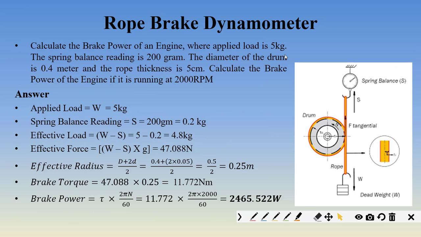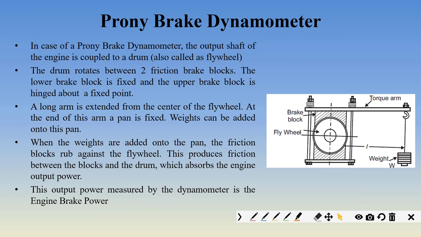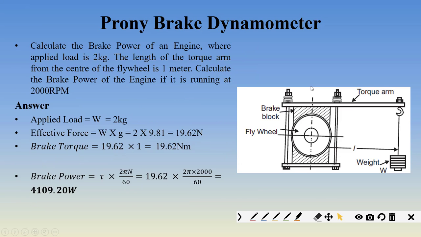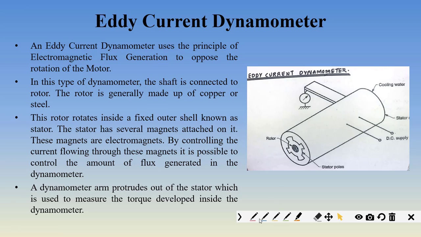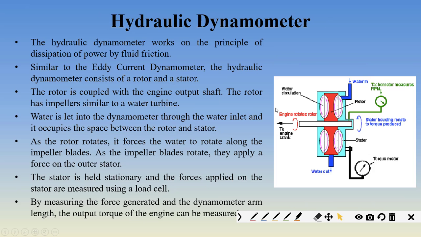In the first two, rope brake and prony brake, what are we going to see? It is in the name itself, brake. We are trying to stop it, right? Using what? Using friction, right? In the third kind, our eddy current dynamometer, the central copper shaft is being stopped because of the magnetic flux produced by the electromagnets. And in the last one, our hydraulic dynamometer, what is happening? The rotor is rotating, the rotor forces the water outwards, that water hits the impellers on the stator, and the force is transferred to the stator. This is how a hydraulic dynamometer works.